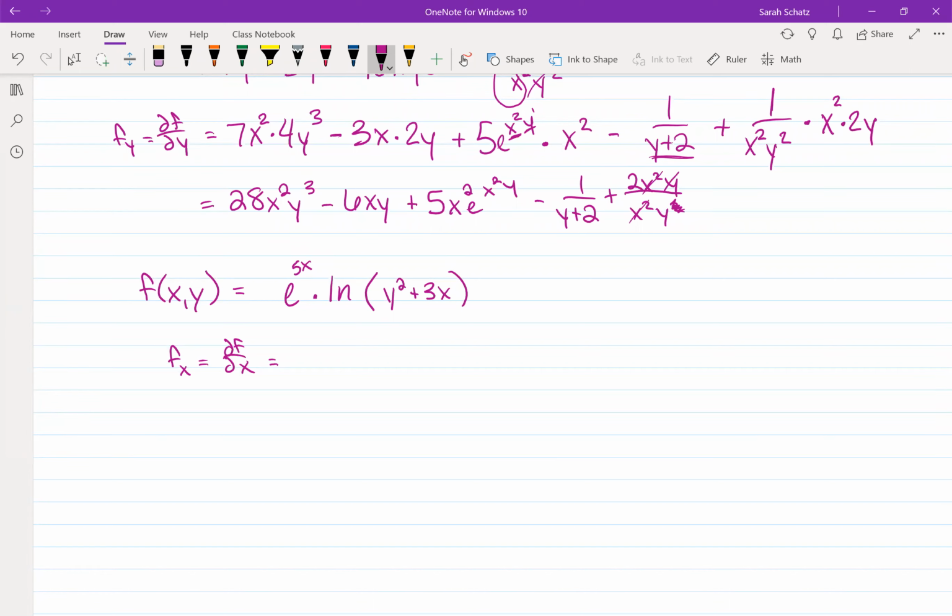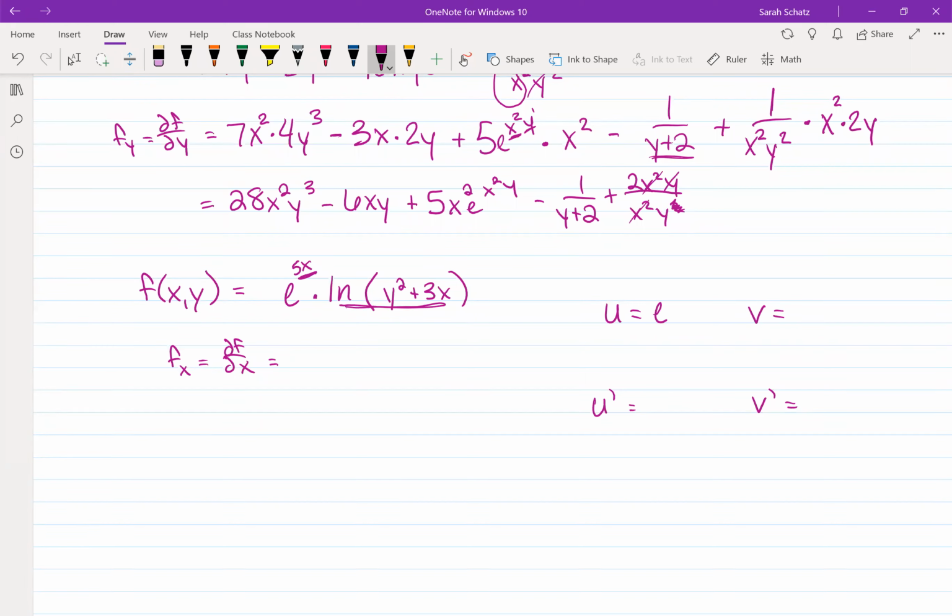Now, with respect to x, notice this term is a function in x, and this term also is a function with x in it. So because they both have the variable in them that I'm taking with respect to, I know that I have to do the product rule. So let's take it to the side. That's what we do. We find u's and v's, right? Then we find du's and dv's.